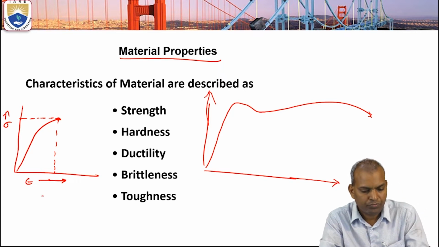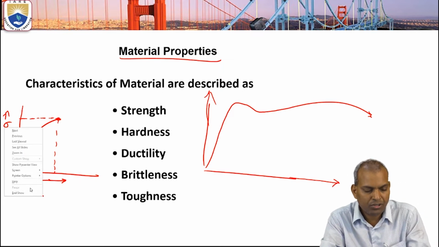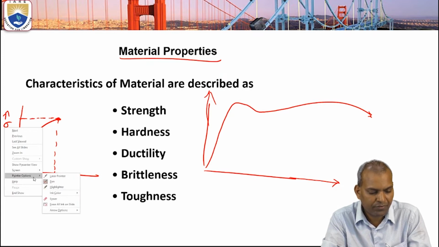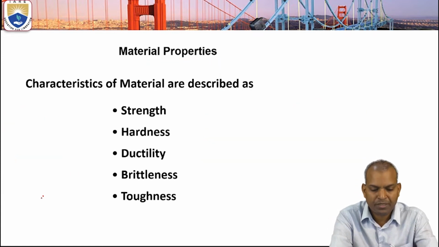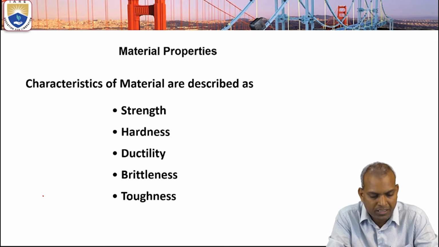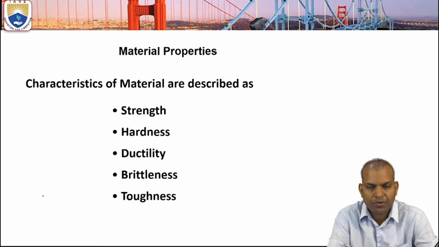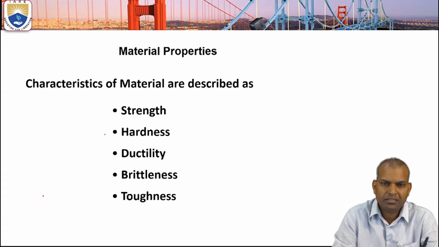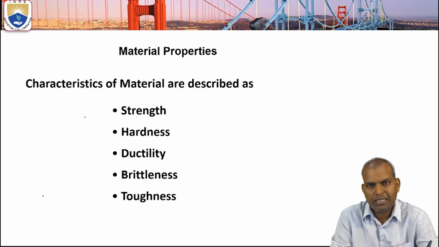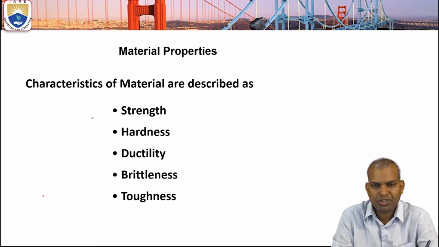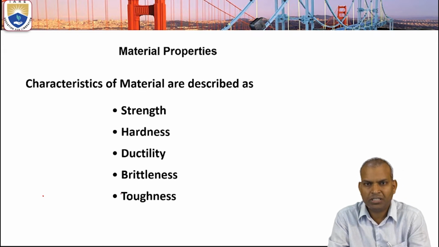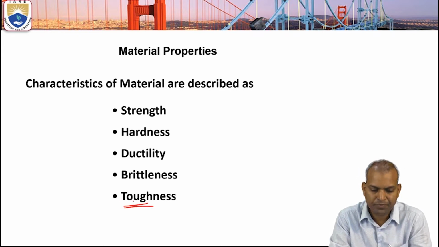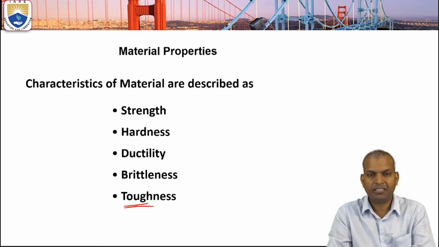Now, the stress strain diagram is useful for studying the behavior of the material and also material properties. Here, the material properties or characteristics are described as strength, hardness, ductility, brittleness, and toughness. These are the 5 prominent material properties which can be studied from the stress strain diagram. Of these, toughness can be studied from impact strength, impact testing.